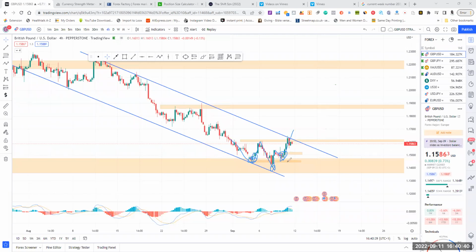Yeah, it looks like it, but it can be invalidated. Why? Because there are other confluences you need to consider before you can say, well, it's a reversal. Okay, that's very important. And also remember what price is doing at this channel.